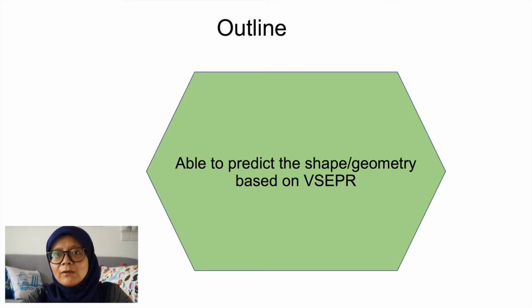YouTube channel. So today we are going to finish up part 3 of the Lewis structure and also valence shell electron pair repulsion. So the outline for this part 3 is that after this part, you will be able to predict the shape or geometry based on VSEPR.